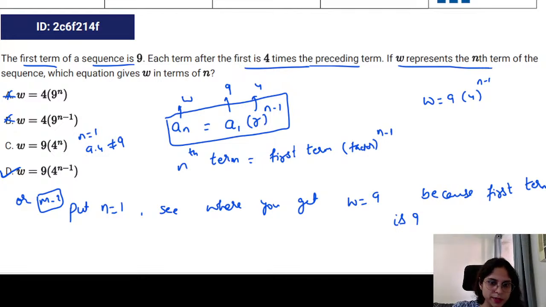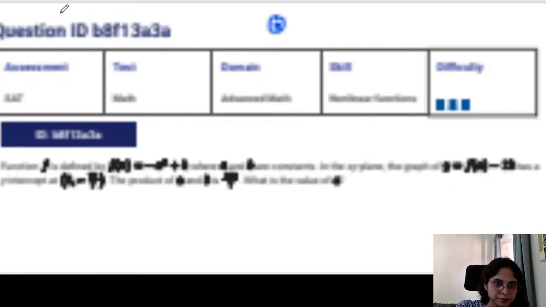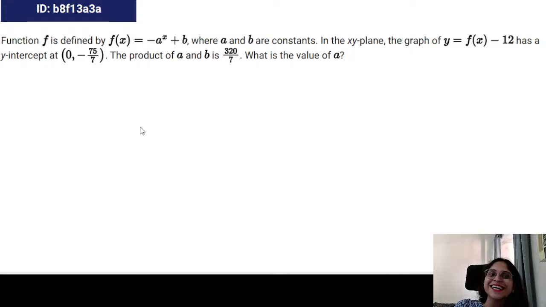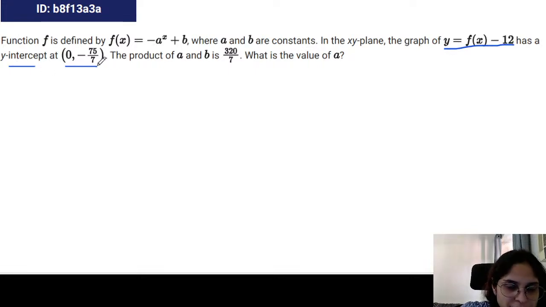Now the next question is question number 9. So we are going to page number 9. Yeah, these kinds of questions, they're asking a lot of these questions here. f of x is negative a to the power x plus b. So this is exponential, a and b are constants. The graph of y equals f of x minus 12 has a y-intercept at (0, -75/7). The product of ab is 320/7. What is the value of a?